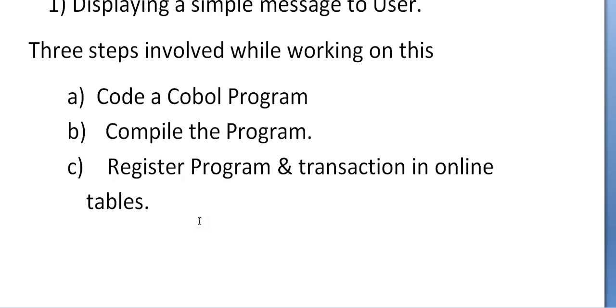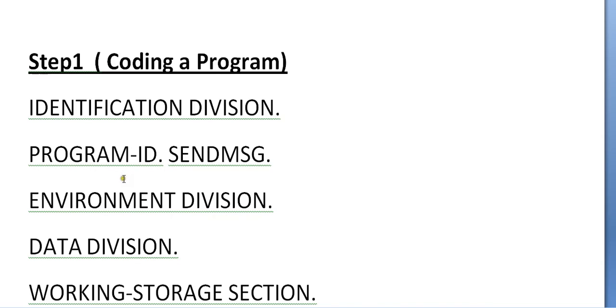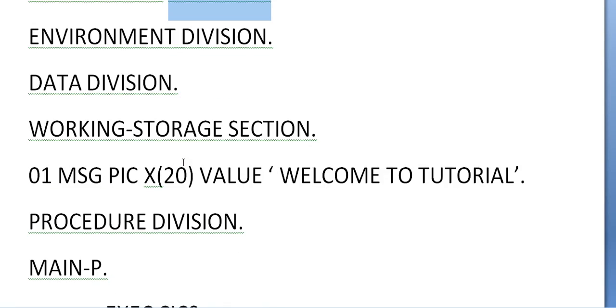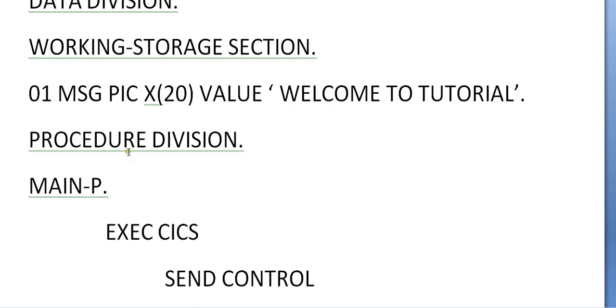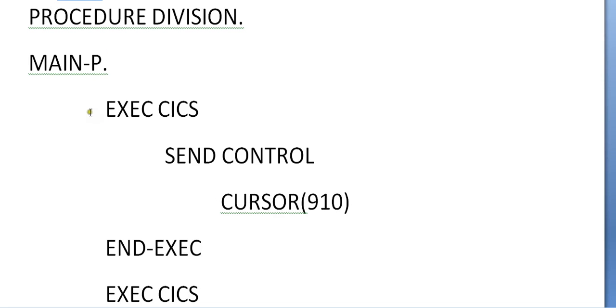So how do we do it? The first step is coding a program as usual. Identification division, program ID, and the program ID is SENDMESSAGE. Environment division, data division, working storage section. I'm declaring a variable called message, where I'm storing the value 'welcome to tutorial'. In the procedure division, as I said, if you want to use a CICS command, it starts with EXEC CICS and ends with END-EXEC.